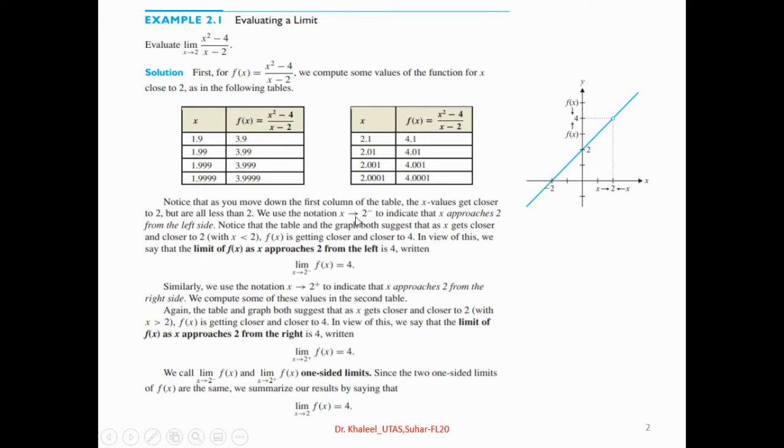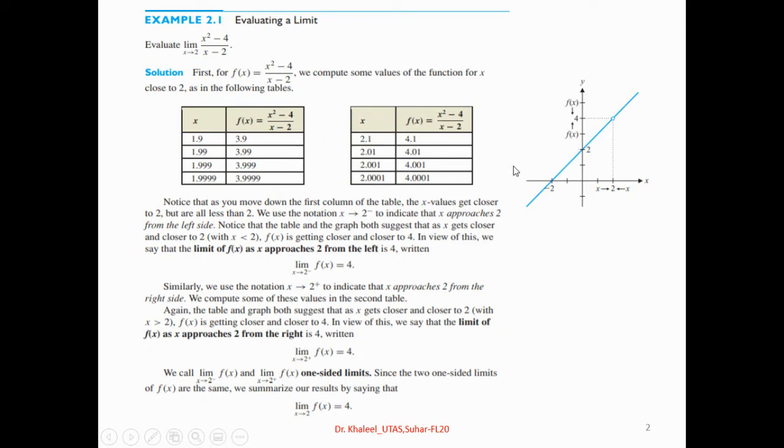For this, we use the notation x tending to 2 to the power minus. Look at it, this is not minus 2, it is just a notation that you are approaching 2 from the left side and the values are less than 2. So this notation, x tending to 2 to the power minus, indicates that x approaches 2 from the left side. Notice that the table and the graph both suggest, that is, this table and this graph.